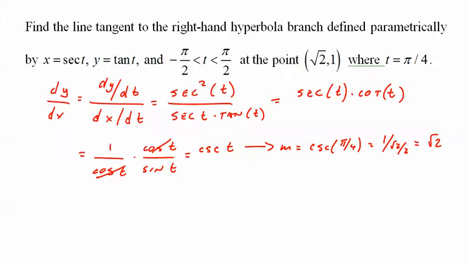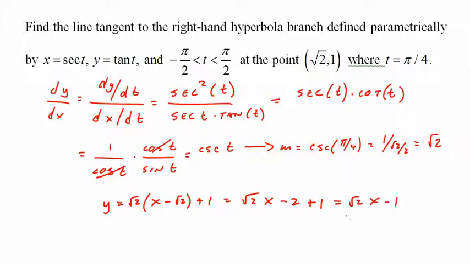And then something I'm starting to do this unit is write it in both point slope, y minus 1 equals root 2 times x minus root 2, and then in slope intercept, which I recommend just getting good at. Minus 2 plus 1 equals root 2x minus 1. Either answer is acceptable.